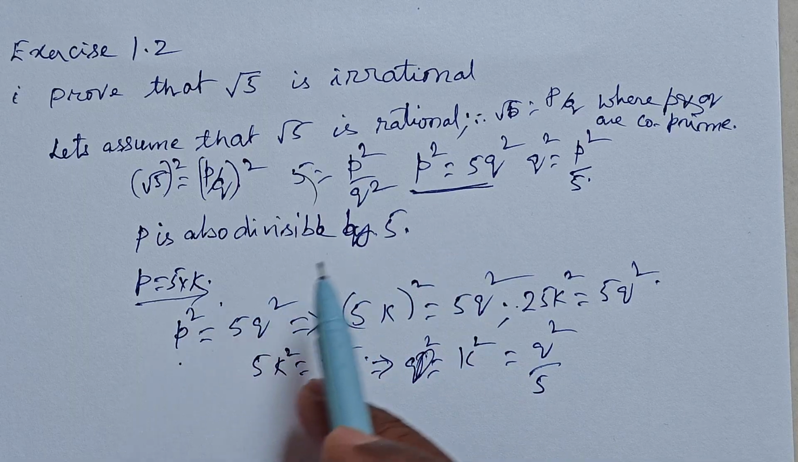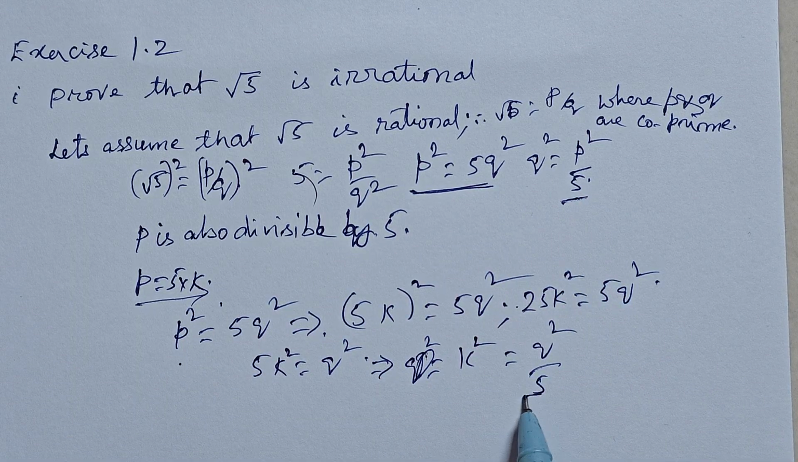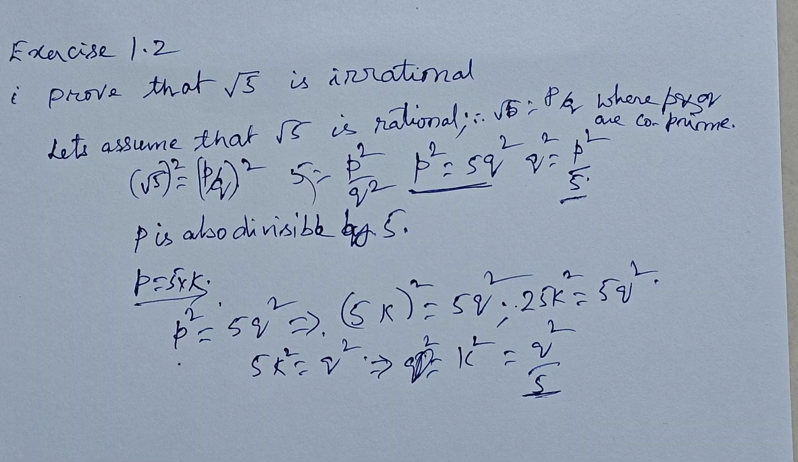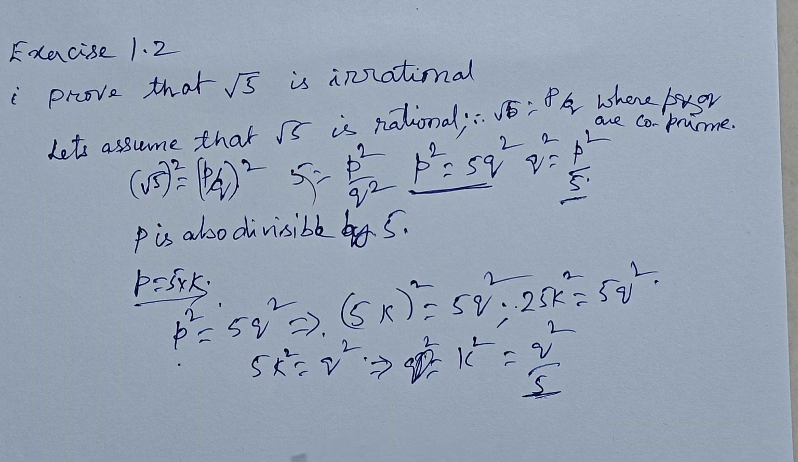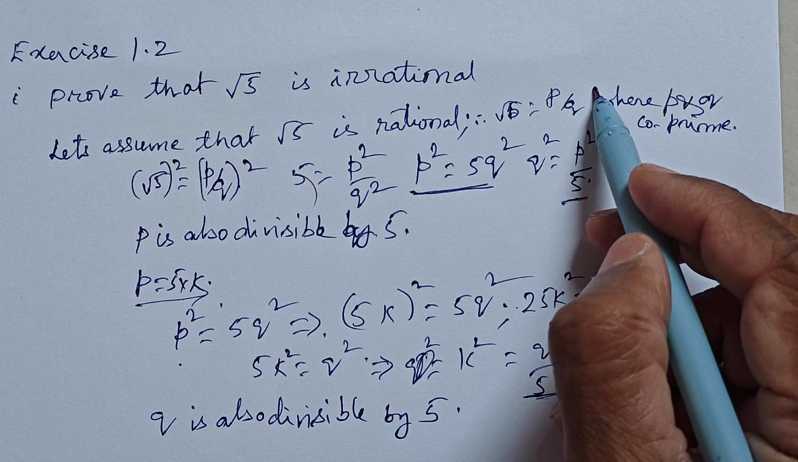Here p square is divisible by 5. Here what we got, q square is divisible by 5. That means if q square is divisible by 5, q is also divisible by 5. But if you recall, p and q are co-prime. P and q are co-prime.